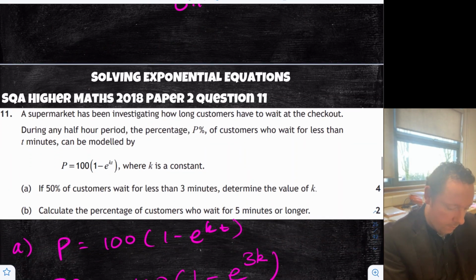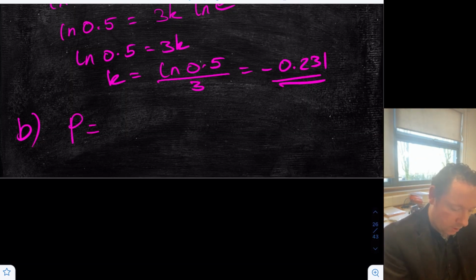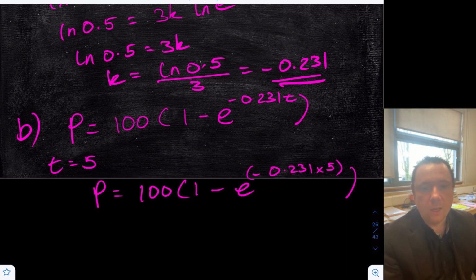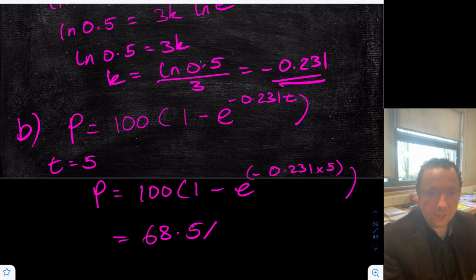And we're done there. Part B says calculate the percentage of customers who wait 5 minutes or longer. So t is just 5. P is 100 times 1 minus e to the minus 0.231 t, because k is minus 0.231. So when t is 5 minutes, P equals 100 times 1 minus e to the minus 0.231 times 5. And then we just need to work that out. If you do that in a calculator, you'll get 68.5. So it's 68.5% wait for less than 5 minutes.